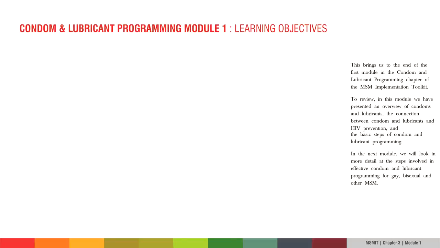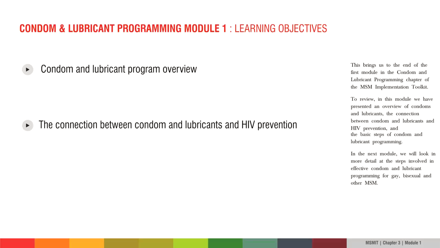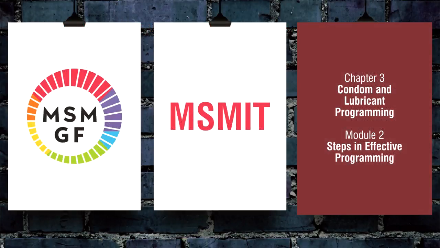This brings us to the end of the first module in the Condom and Lubricant Programming chapter of the MSM Implementation Toolkit. To review, in this module we have presented an overview of condoms and lubricants, the connection between condoms and lubricants and HIV prevention, and the basic steps of condom and lubricant programming. In the next module, we will look in more detail at the steps involved in effective condom and lubricant programming for gay, bisexual and other MSM.